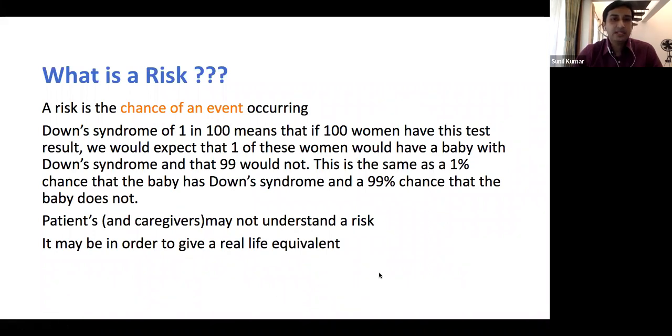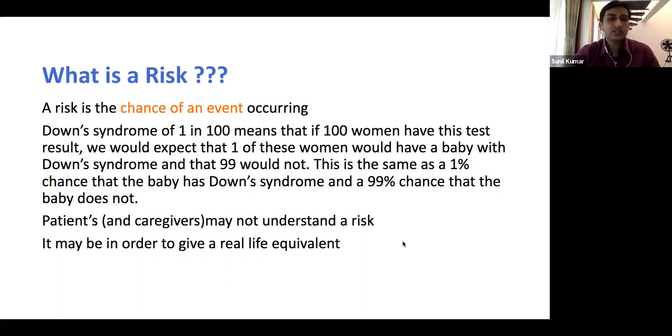Now, I've been telling risk, risk, risk. What is this risk? A risk is the chance of an event occurring. Down syndrome of 1 in 100 means that if 100 women have this test result, we would expect that one of these women would have a baby with Down syndrome and that 99 would not. This is the same as a 1% chance that the baby has Down syndrome and a 99% chance that the baby does not. And patients and caregivers may not understand the risk. If we tell 1 in 250, 1 in 350, then they don't really understand.